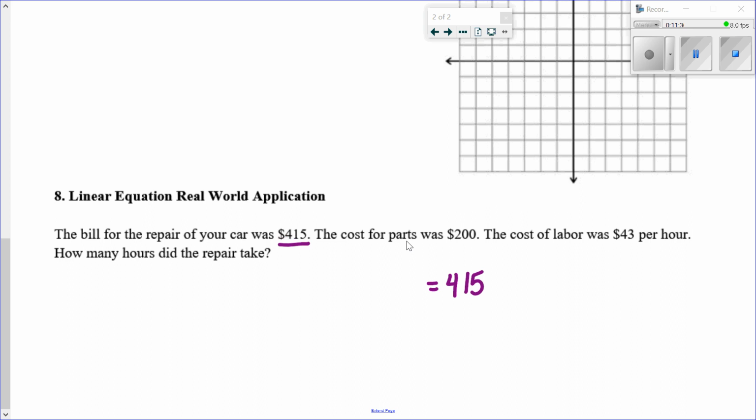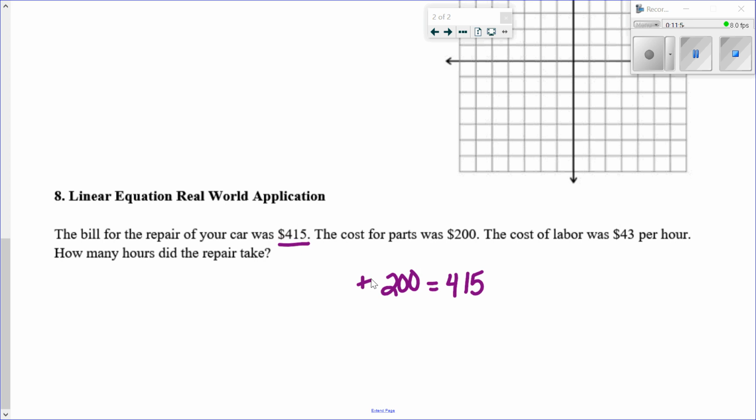The cost of parts was $200, so it was a flat fee of $200. There's no variable with it because it's saying that's how much it is. Now, the cost of labor, depending on how long it takes, changes it.